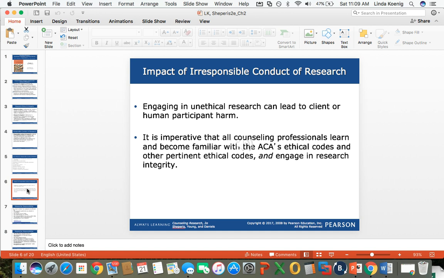So if we're not responsible when it comes to our conduct around research, it can actually lead to harm for our clients or the human subjects that are participating, and we want to avoid that. So we need to become really familiar with what the ethical code says, and if there are other codes that apply in the area that we're engaging in our research.